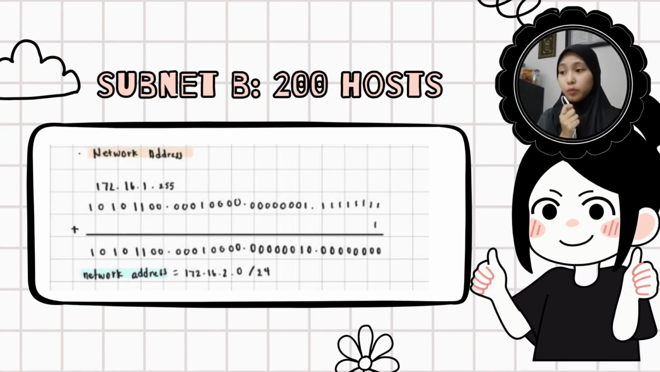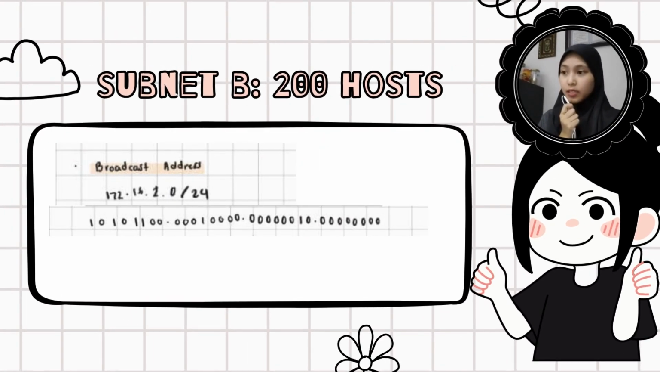After I convert it to binary, I'm going to add 1 to it. And then I get the new network address, which is 172.16.20, subnet mask 24. After I get the network address, I'm going to use it to get the broadcast address and convert it to binary.